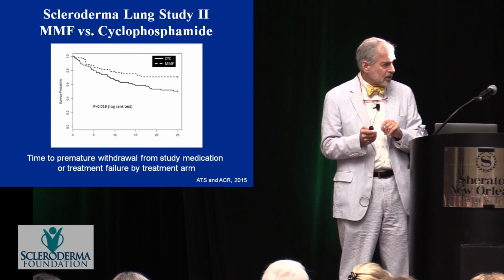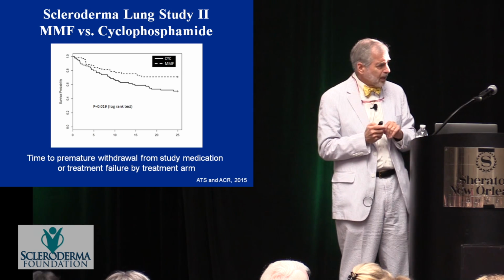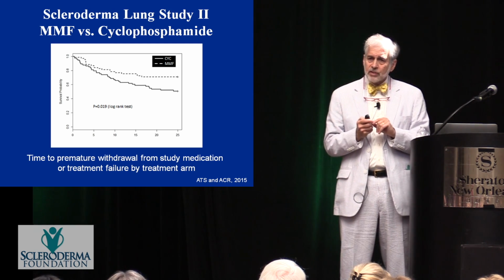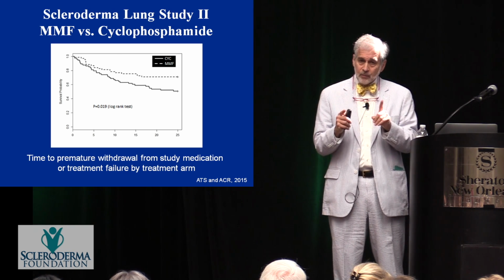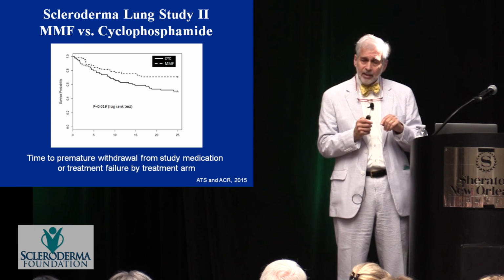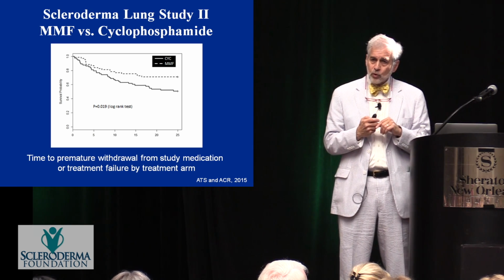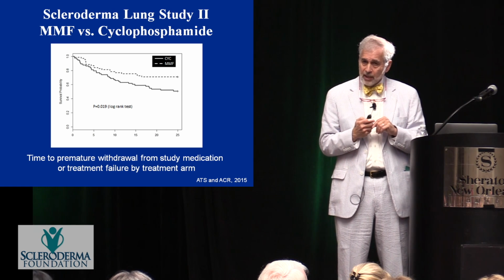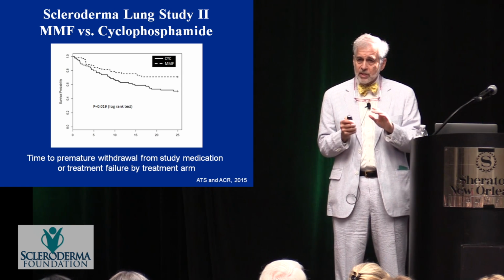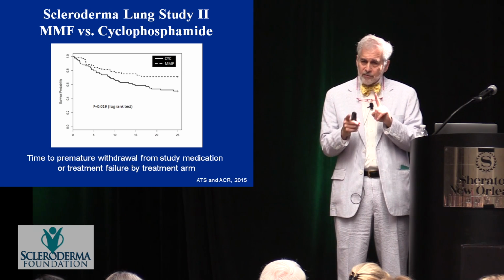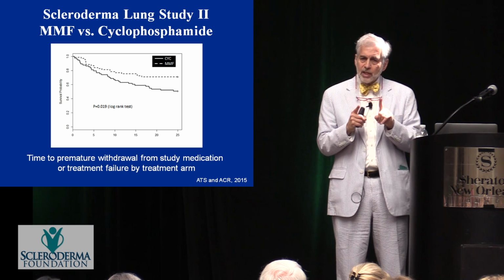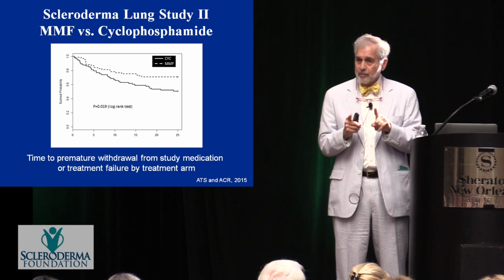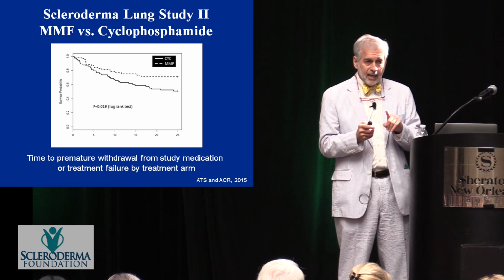The other important part of this study is shown on this slide, and the top line is the percentage of patients who took CellCept and were able to stay on it. And the bottom line, the solid line, is the percentage of patients who took cyclophosphamide and were able to stay on it. So basically what this shows is that the first two slides show that cyclophosphamide and CellCept are comparable in terms of effectiveness, but that this slide shows that CellCept is better tolerated and people are able to stay on it longer.